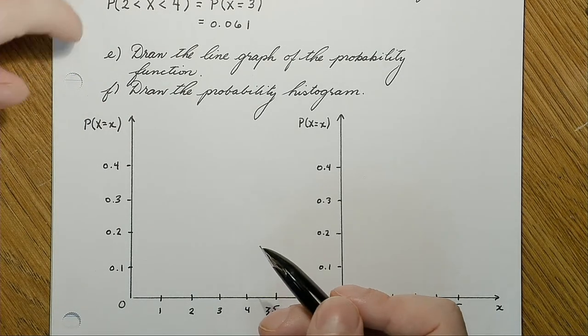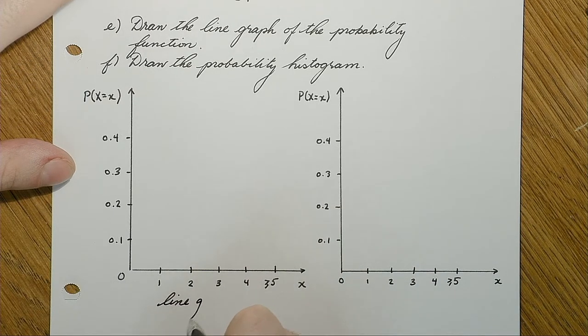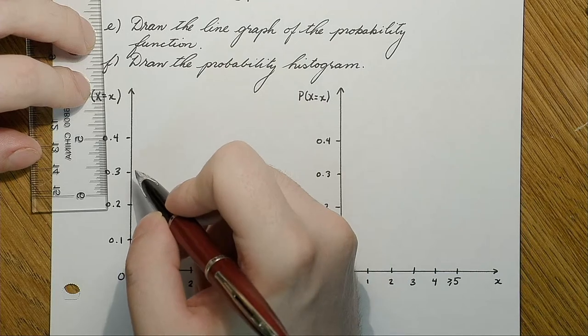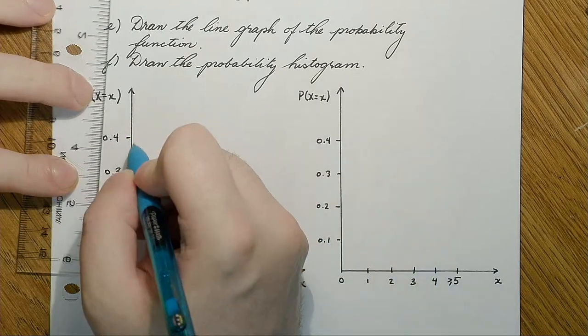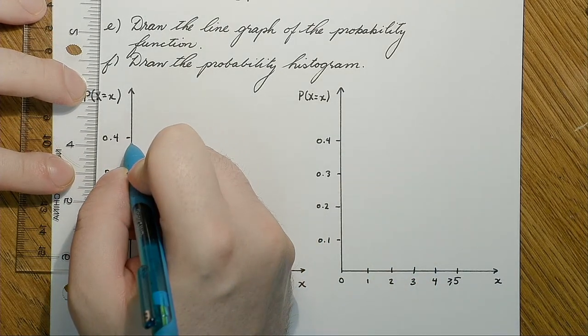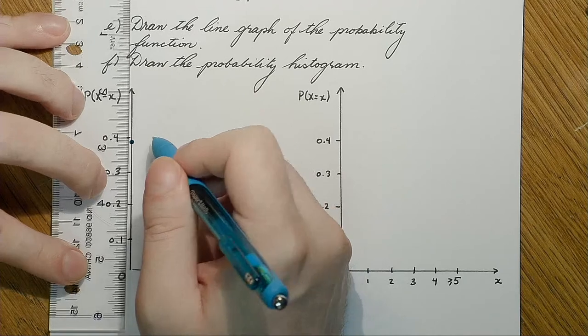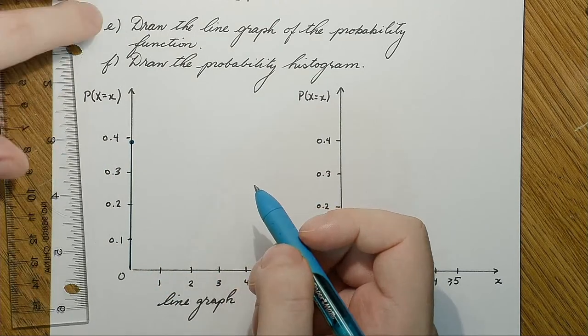So what a line graph is, maybe I'll label it down here as well, this is what we call a line graph. Maybe I'll use a different color so it shows up. Let's use green. And we put a point around 0.398, it's around here. And we draw a line. So there's the first one.